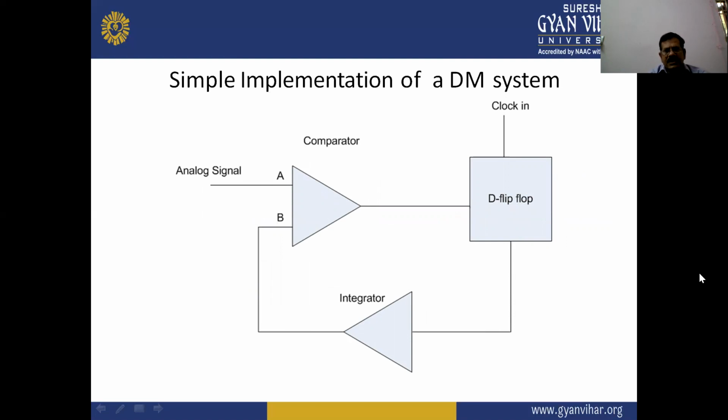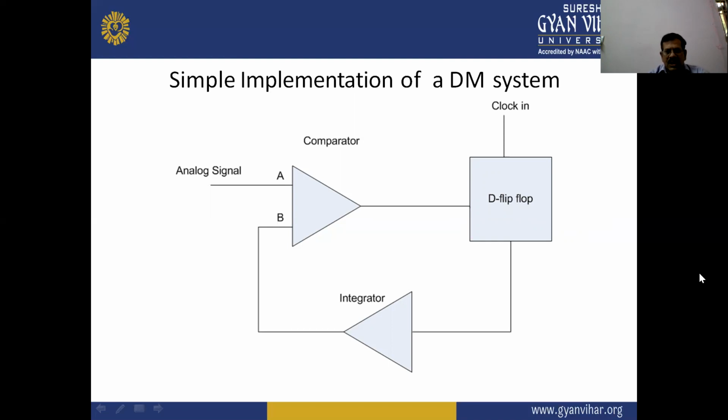Simple implementation of the delta modulation system. In this block diagram of the delta modulation system, there is one device, the comparator. The function of the comparator is to compare the two signals applied to its input. So we see here one signal is applied, the analog signal at terminal A, and another signal is applied to terminal B. That signal is provided by the integrator.